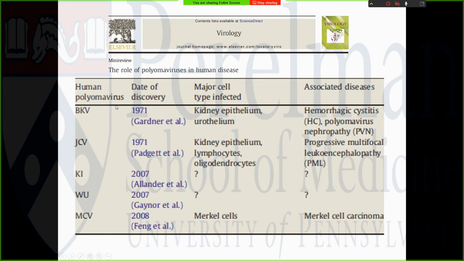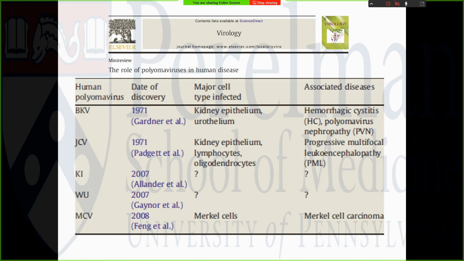And of them, as we mentioned, this patient had BK virus nephropathy, and this is one of the polyoma viruses, and we are familiar in cytology with this virus because it already creates a lot of confounding factors for us in cytology, because the cell changes are very similar to those of urothelial carcinoma.